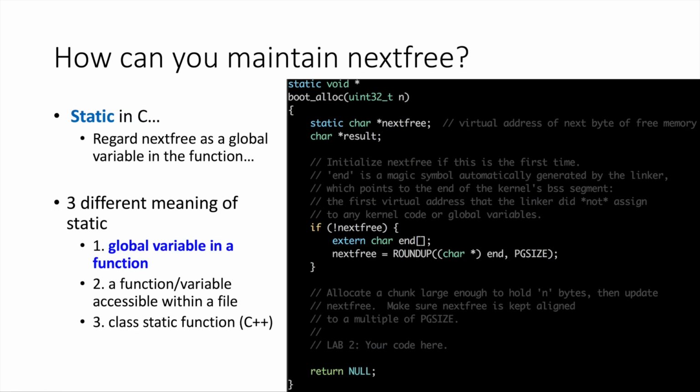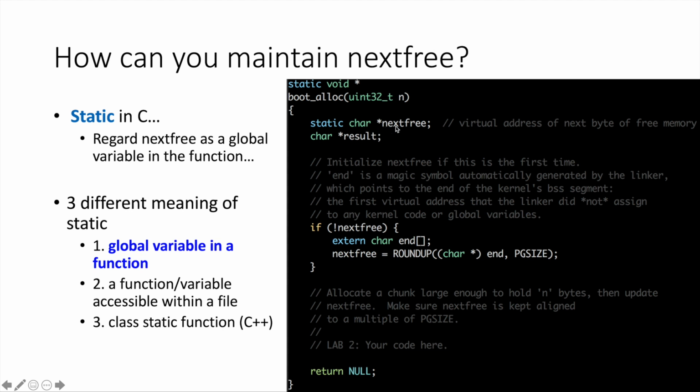In doing this, some of you might be curious how we can maintain the value in the variable nextfree, because the variable is defined within the function. However, the variable has a type qualifier static, which means that the variable is not a local variable but a global variable. But it's a special global variable, so you can regard a static variable within a function as a global variable that can only be accessible within this function.